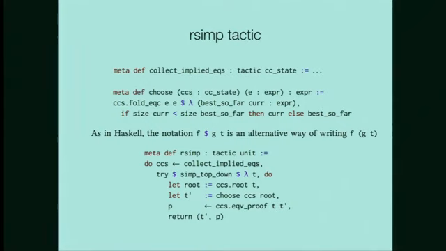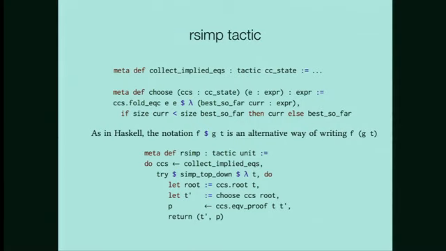Okay? We can try to avoid this kind of problem by combining two different procedures. Let's assume for now, and I'm going to explain later, that you have a tactic called collect implied equalities. That tactic gives you back a data structure called CC_state. What you have inside of this data structure is a collection of equivalence classes. Each equivalence class you can view as a set of terms that are known to be equal.